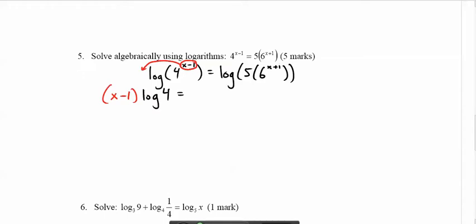Unfortunately, I can't quite use the power law for this exponent because I have two separate bases. The x plus 1 is only an exponent for the 6. So first I need to separate the two different bases, base 5 and base 6. And now I can take that exponent and make it a coefficient.